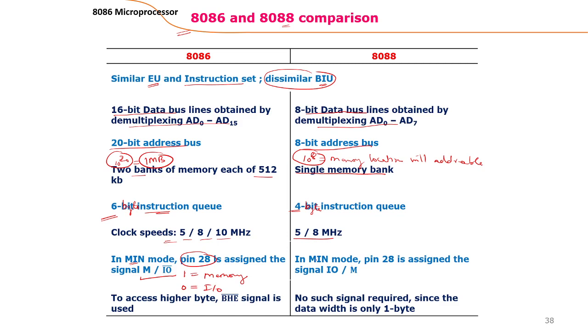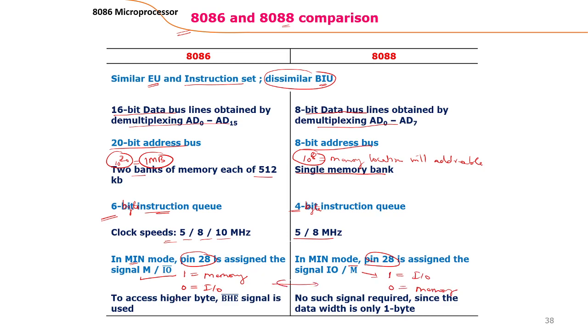But in case of 8088, pin number 28 has the signal IO/M bar, that is input output or memory bar. This is in minimum mode. In this case, if it is 1, that means it is performing input output related operations. If it is 0, it is performing memory related operations. So this is how these two are different.